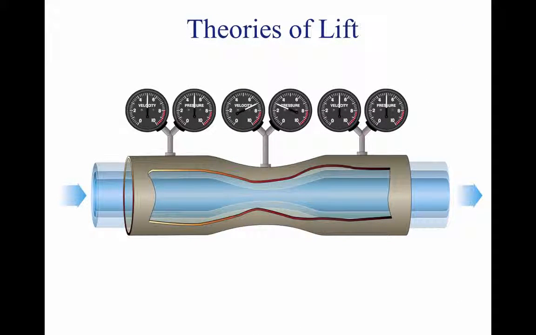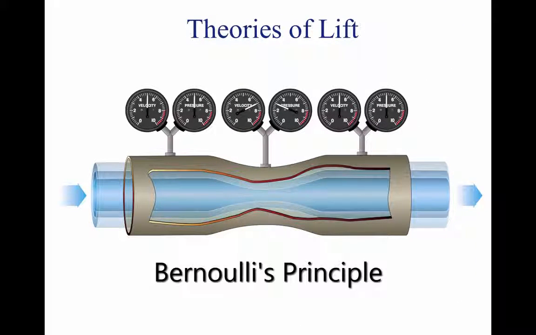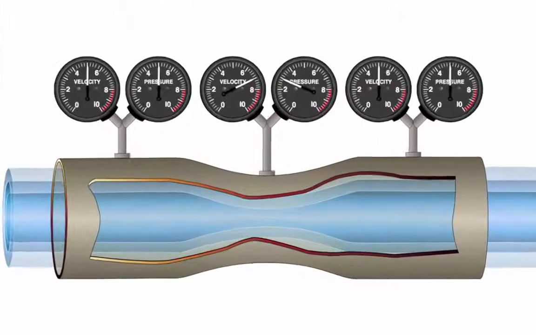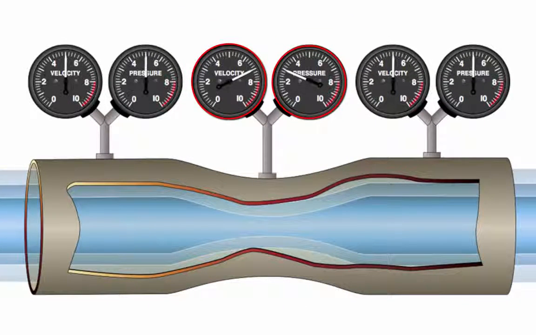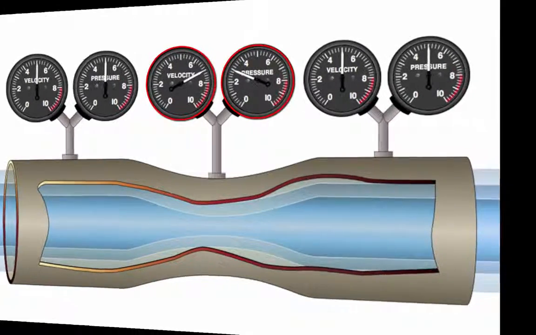The last theory of lift is Bernoulli's principle. Daniel Bernoulli explained that the faster a fluid moves, the less pressure the fluid has. As with the Magnus effect, faster moving air flowing over the top of the wing causes a low pressure area, causing lift.